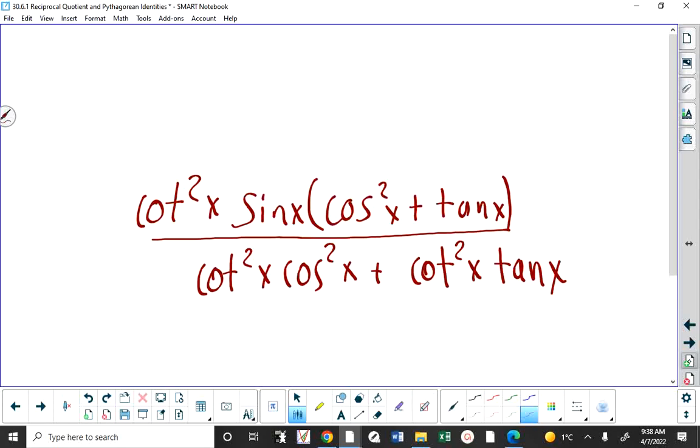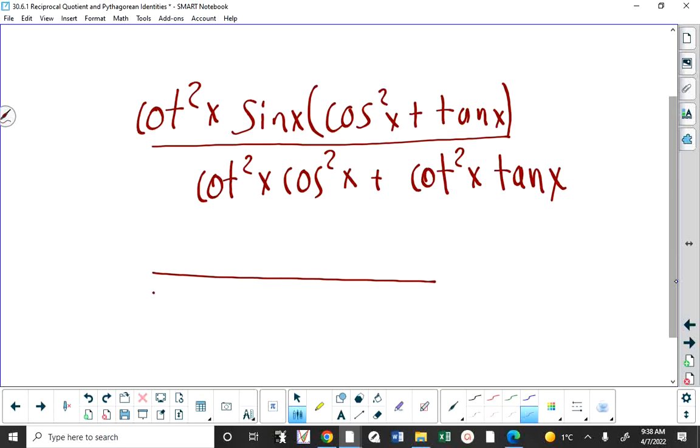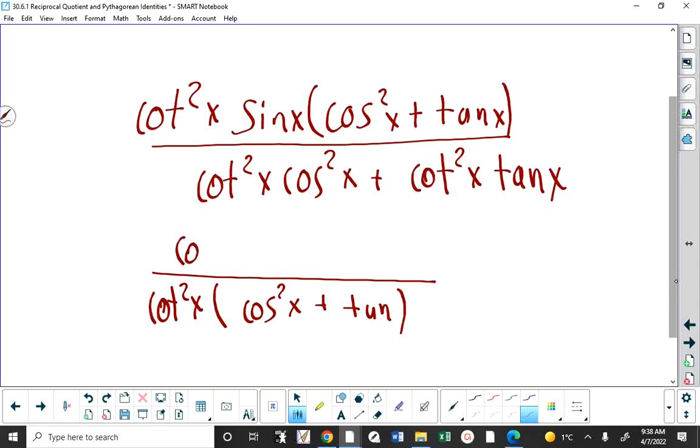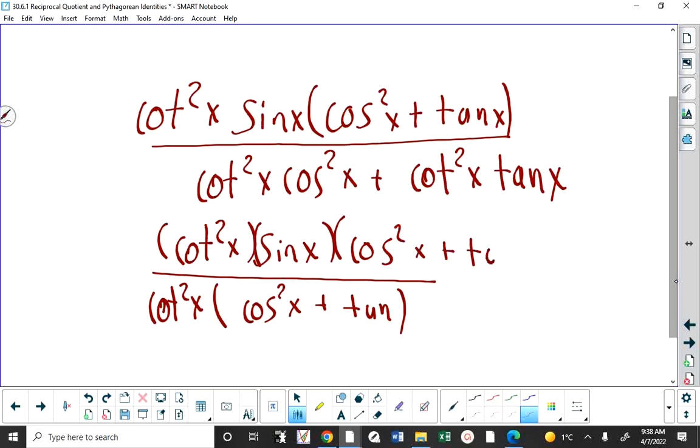I can factor a cotan squared of x out of the denominator and have left cos squared of x plus tan of x. And on the top, I have cotan squared of x. I have sine of x. These are all factors. And I have cos squared of x plus tan of x. So we started off by me saying there are 3 different roads you can start walking down here. But it turns out that if you factor, you get the answer almost, well, pretty much immediately.